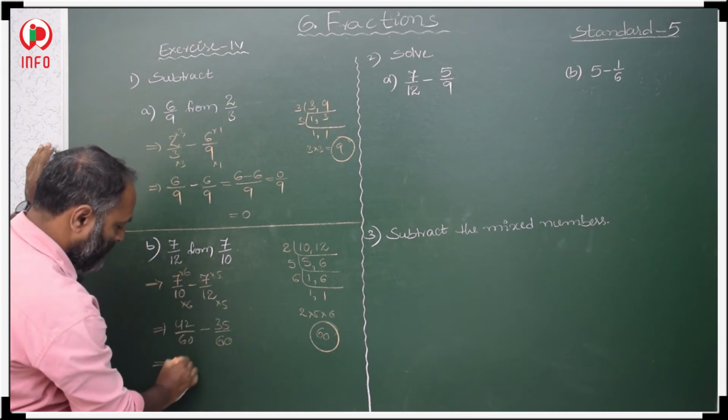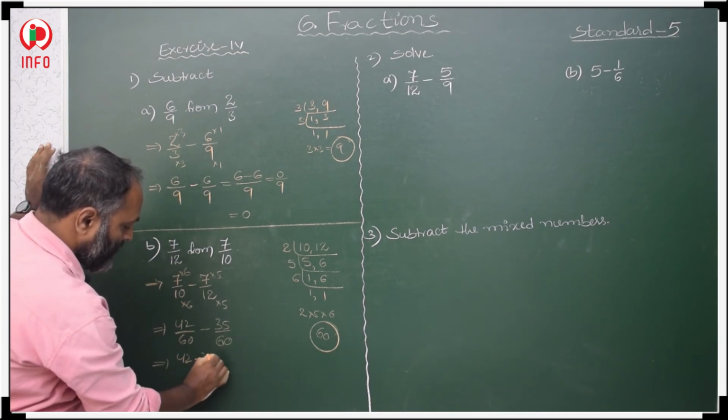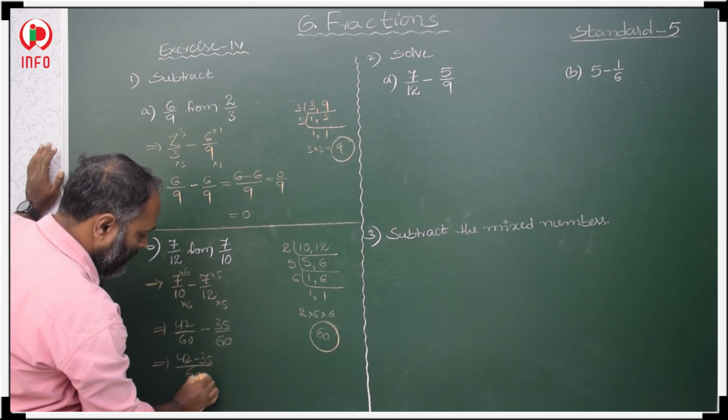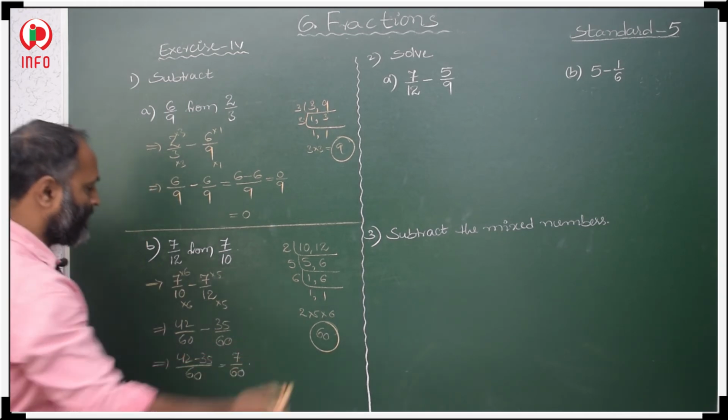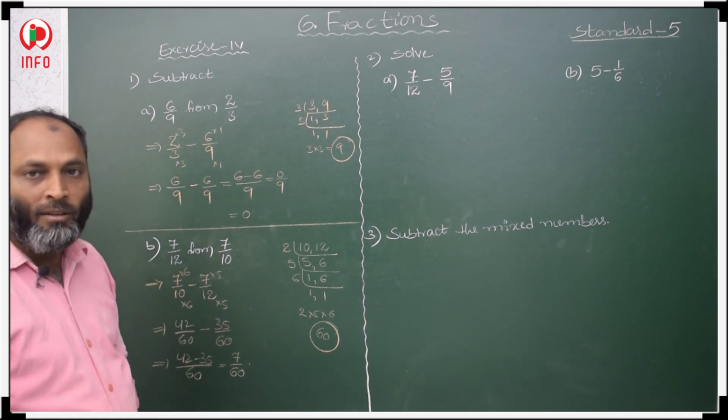Now minus the numerators by the common denominator. 42 minus 35 is 7 by 60. This is the answer. Okay.